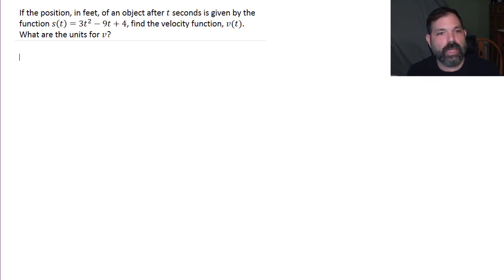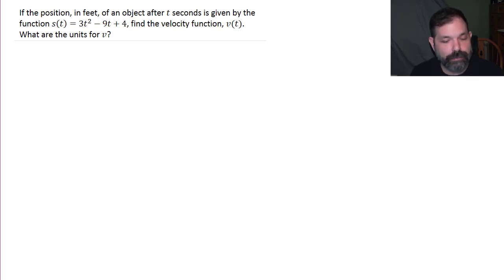If the position in feet of an object after t seconds is given by the function s of t is 3t squared minus 9t plus 4, find the velocity function v of t. What are the units for v?